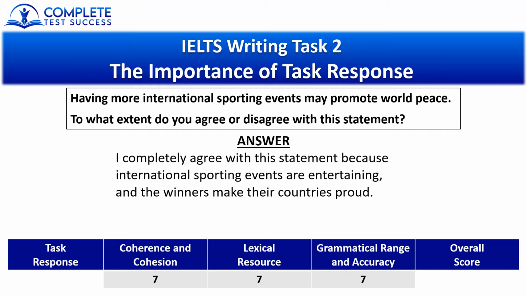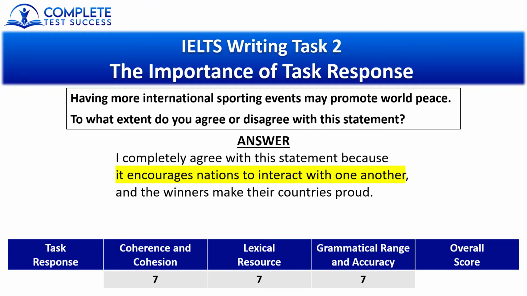So what we'll do is change this first idea to make it relevant. Instead of saying international sporting events are entertaining, let's make it about the actual question. So we can say, it encourages nations to interact with one another. Then this idea is relevant, and of course later in our answer we will explain how that happens and give an example of how that happens. But for now we're just looking at the main ideas, so let's see how this changes our overall score. Once more, we have 7 in the other 3 areas, and for task response we now get a band 5, and when we average this out we get a 6.5 for the overall score.